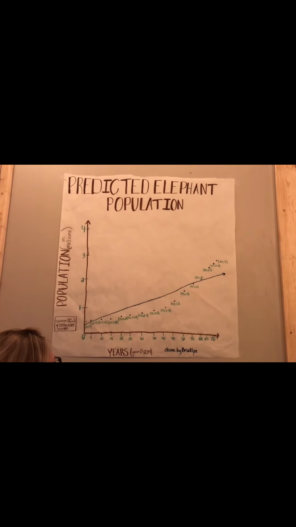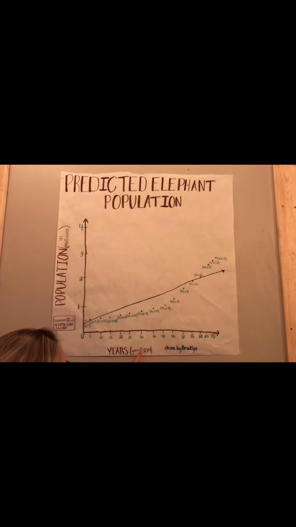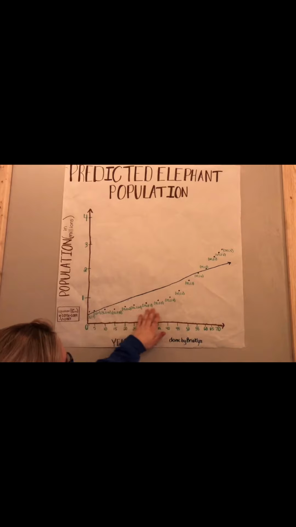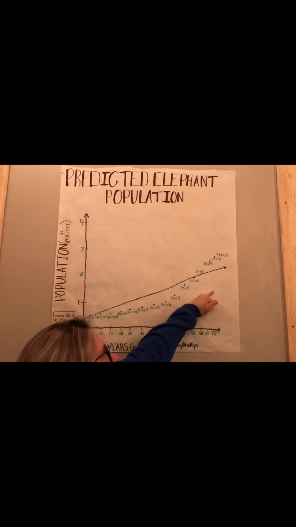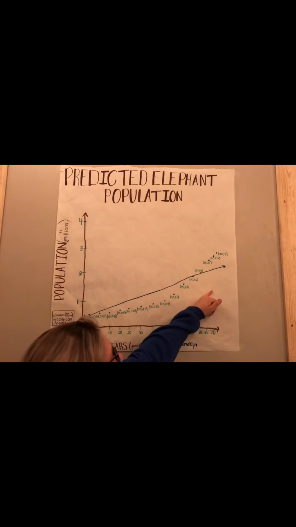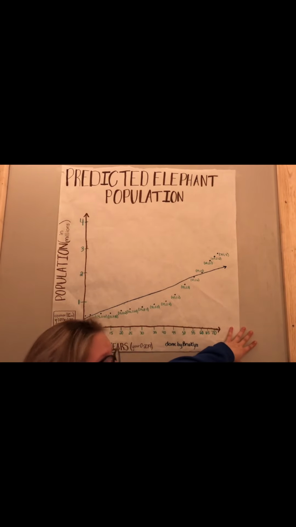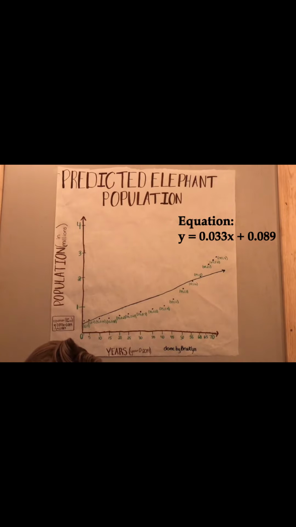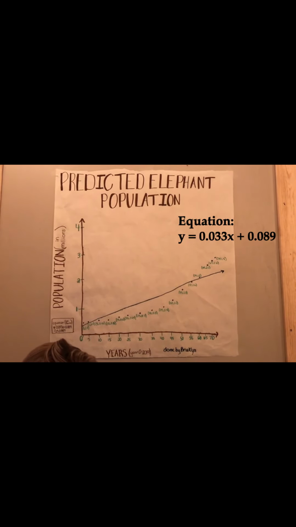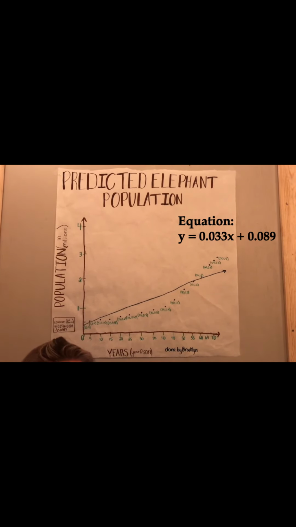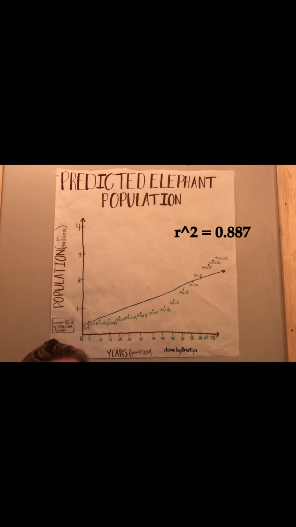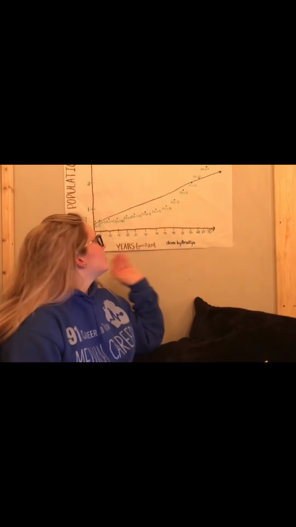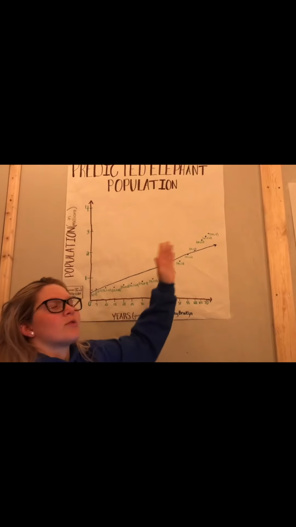And here is our graph in year 2019, which is year 0. It will have a plateau and then exponentially grow in 70 years, which is 2089. We're expecting the population to be at 3 million. And for our equation, we had y equals 0.033x plus 0.089. And the r squared is 0.887, which isn't exactly where we want it to be, but this is where we're expecting it to grow.